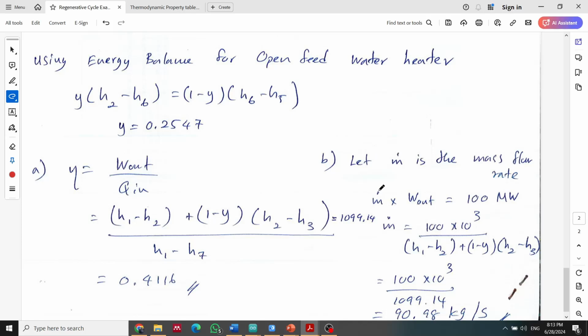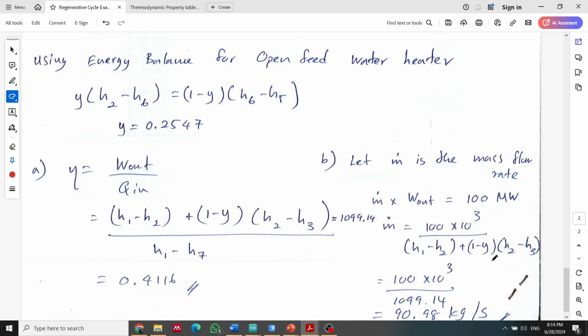If so, mass flow rate times the W out, right? W out here is in kilojoule per kilogram. Therefore we can say W out times m dot should equal 100 megawatt. Therefore m dot equals 100 multiplied by 1000, that is, we need to convert into kilowatt, right? Then divide by the work output, W out.